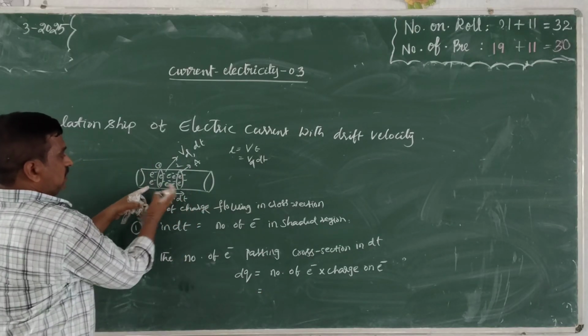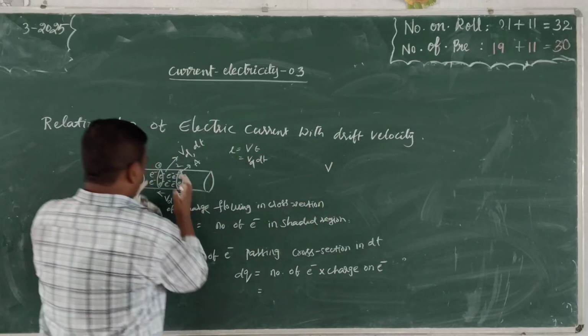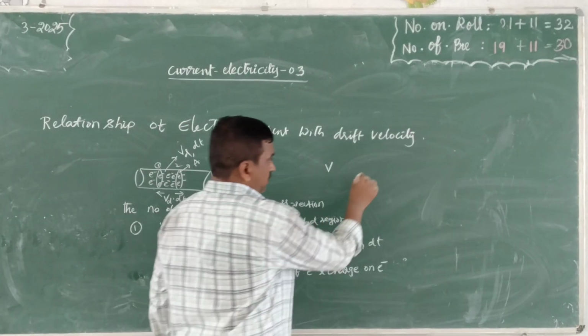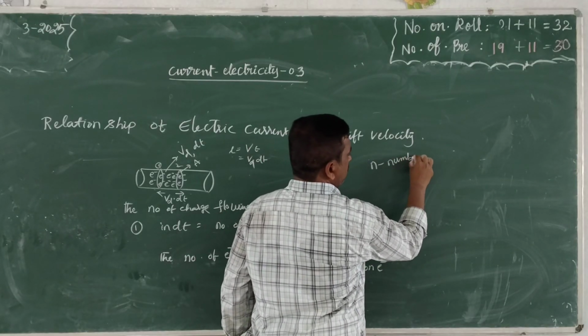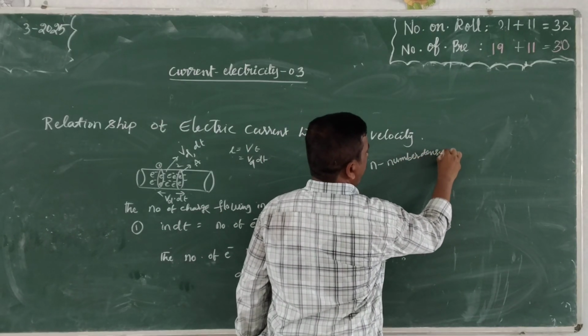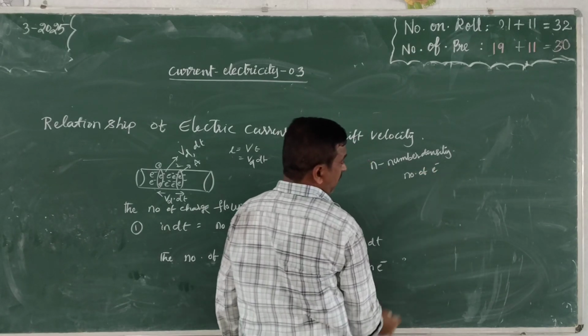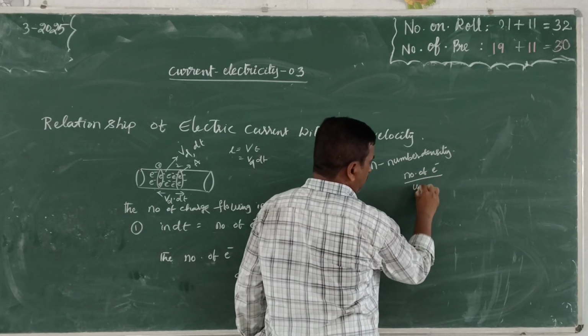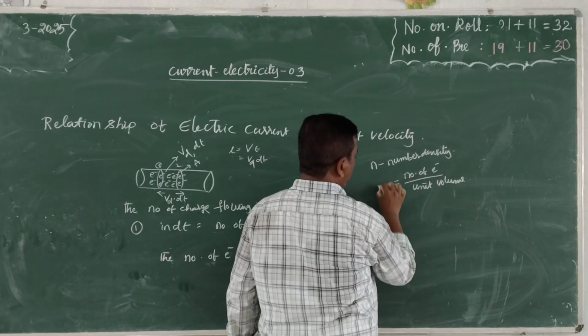Now, in this region, how many charges are there? We don't know. So here n means number density. Number density means the number of charges, or free electrons, per unit volume. Per unit volume we call it n.